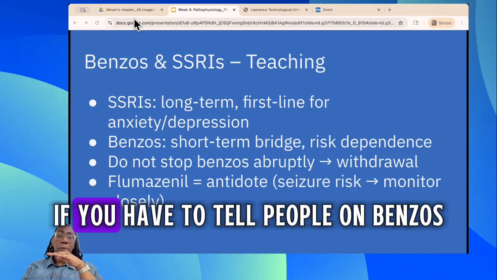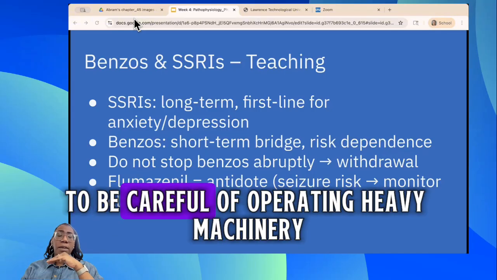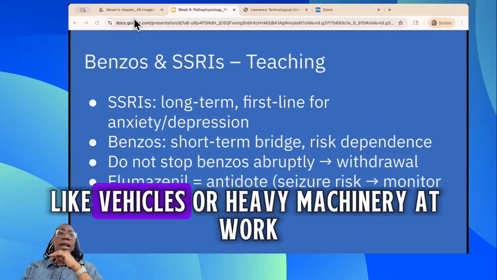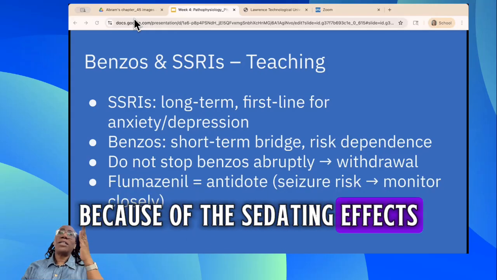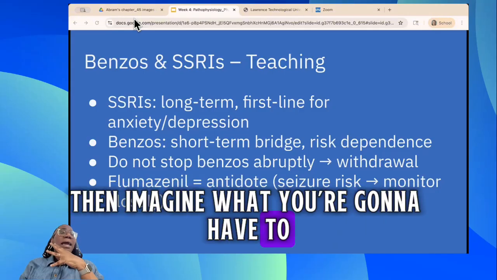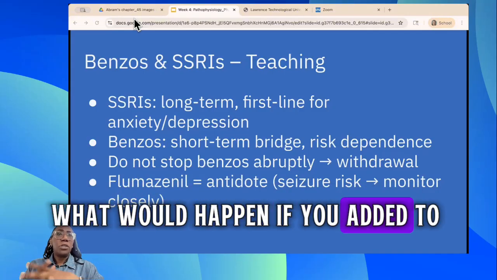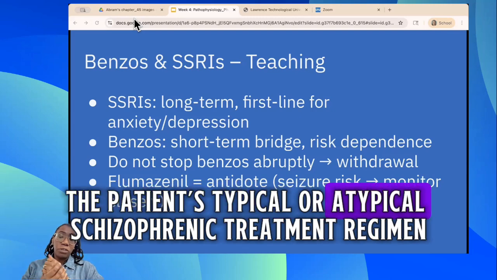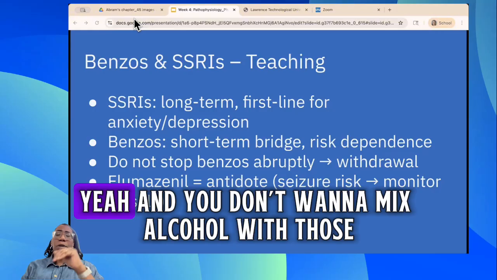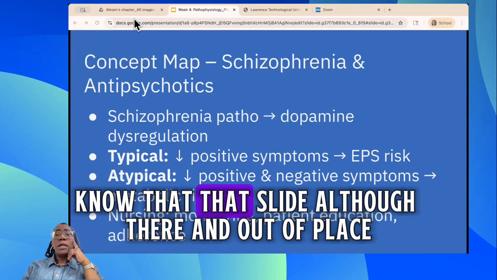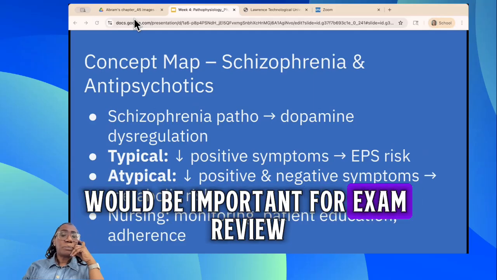If you have to tell people on benzos to be careful of operating heavy machinery like vehicles or heavy machinery at work because of the sedating effects, then imagine what would happen if you added to the patient's typical or atypical schizophrenic treatment regimen a benzo. All right. And you don't want to mix alcohol with those. So if I don't come back to that, know that that slide, although there and out of place, would be important for our exam review.